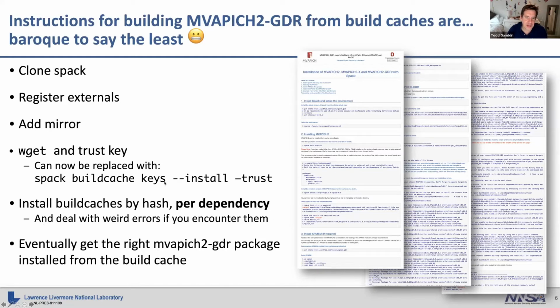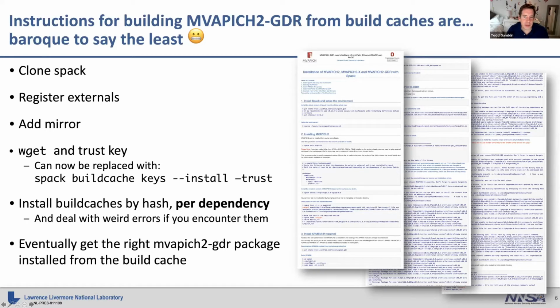And I think this whole thing could be much more automated. Eventually you get the right MVAPICH 2 GDR package, and that's cool because you get the optimized MVAPICH 2 GDR package installed on your system. You can use it with your Spack builds. But it would be nice if you could just register the build cache and say, here's the URL for MVAPICH's package repository, and then install stuff and have it use MVAPICH 2 GDR by default. That would be ideal. We don't currently do that.